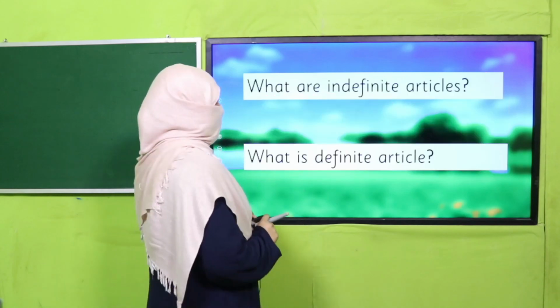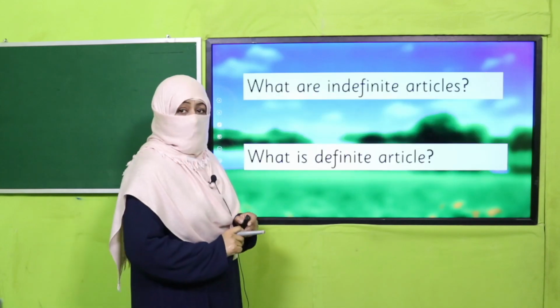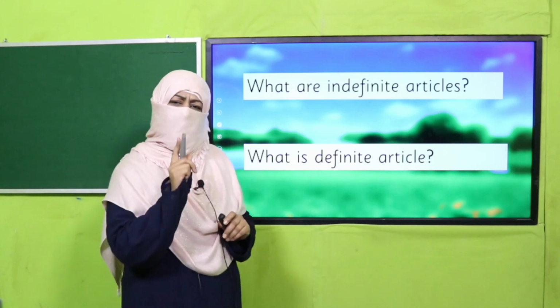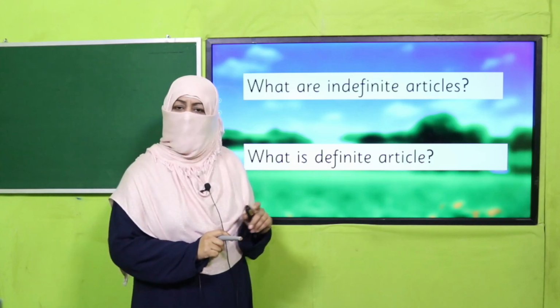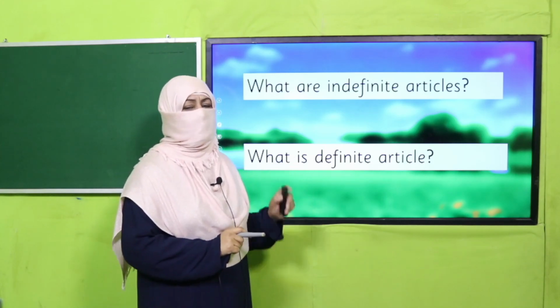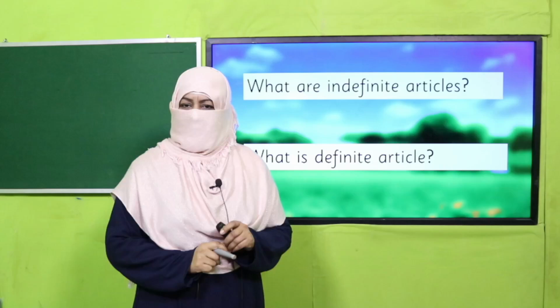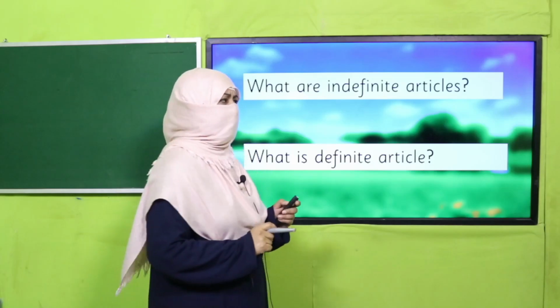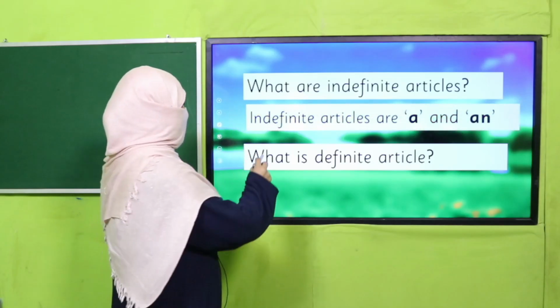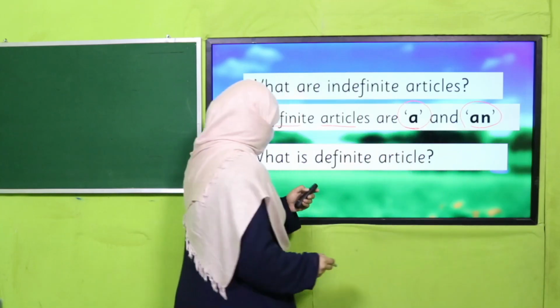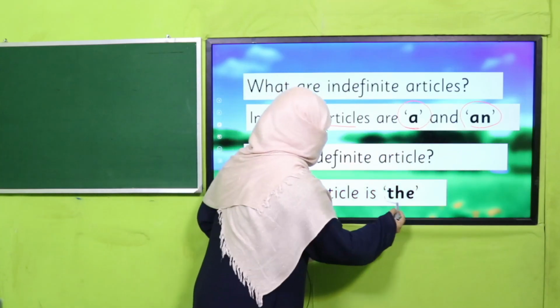First you tell me, what are indefinite articles and what is the definite article? I have taught you in grade 3. I hope you remember. Pause the video and answer these questions to your teacher. Yes, my dear students, I hope you have answered correctly. The indefinite articles are a and an, and the definite article is the.